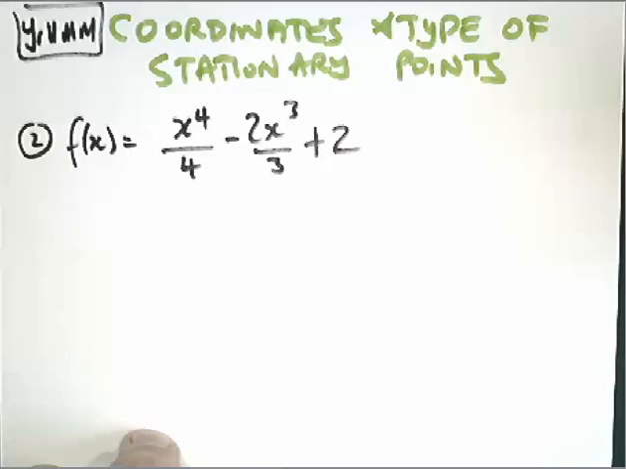This is figure 11 methods, and it's finding the coordinates and type of stationary points. In the second example is a quartic: x to the power of 4 divided by 4 minus 2x to the power of 3 divided by 3 plus 2. Stationary points occur when the derivative is equal to 0, because that's when the gradient is 0.